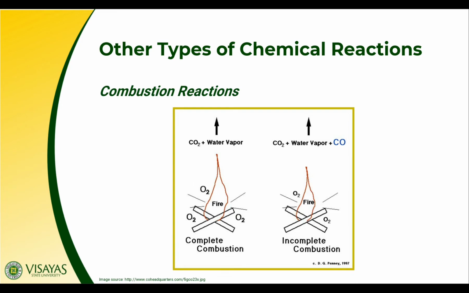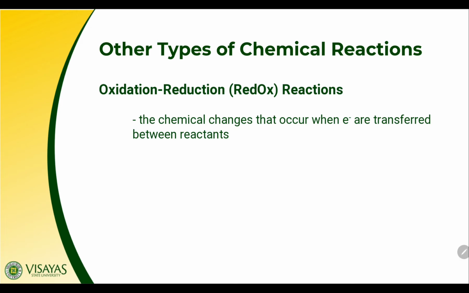So these are the two types of combustion reactions. We have our complete combustion. So we have enough supply of oxygen. So in the products, we only have carbon dioxide and water vapor, whereas in the incomplete combustion, we have lacking supply of oxygen. So we have unburned carbon in the product side.